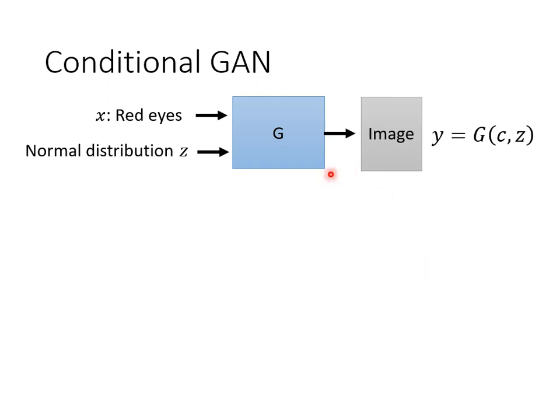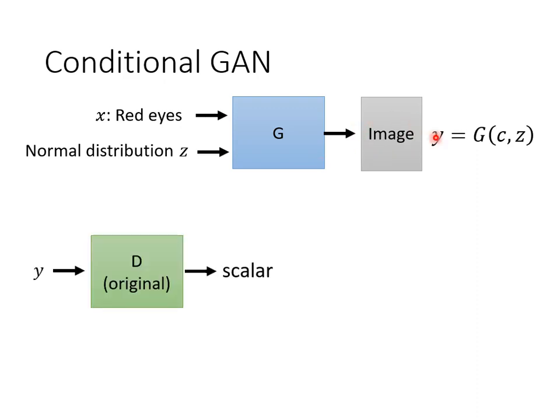Our current generator has two inputs. One is sampled from a normal distribution, Z, and the other is x, which is a paragraph of text. Our generator will generate a picture, y. Then, we need a discriminator.